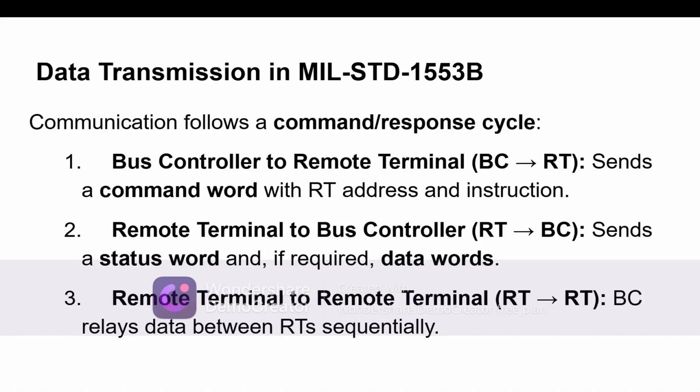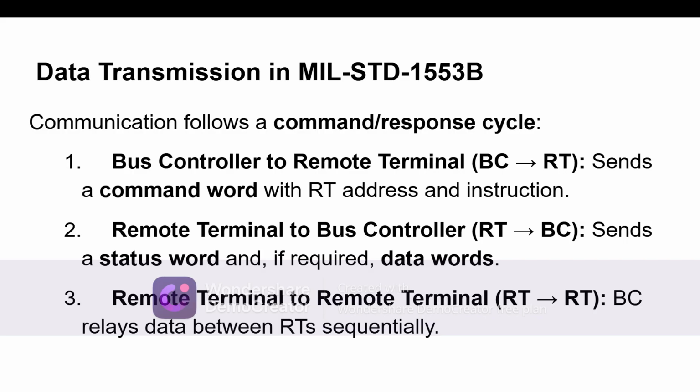Data transmission in MIL-STD-1553B. Communication follows a command/response cycle. 1. Bus controller to remote terminal, BC to RT. Sends a command word with RT address and instruction.